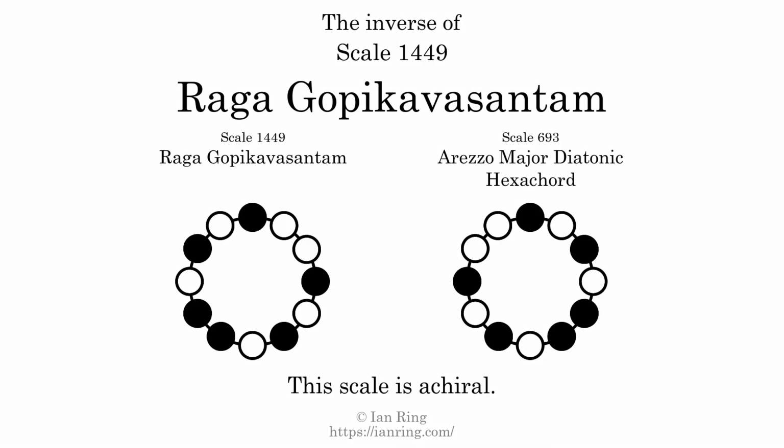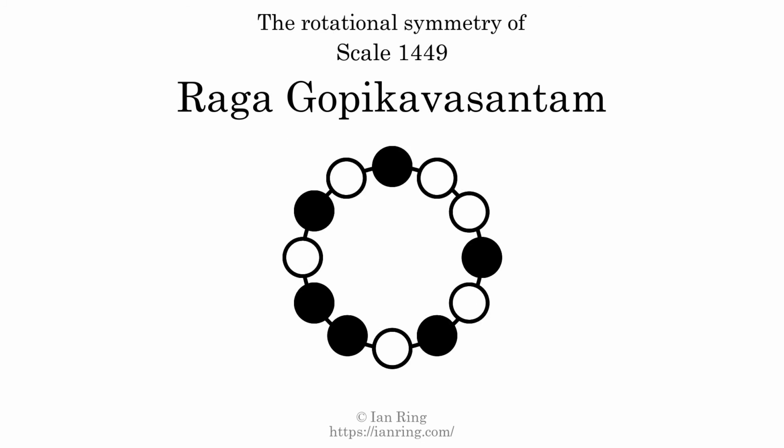The inverse of a scale is a mirror image. It is what you get when the sequence of intervals is reversed. The inverse of this scale is scale 693, also known as Arezzo major diatonic hexachord. This scale is achiral, since it can transform into its own reflection by a rotational transformation. This scale has no rotational symmetry.